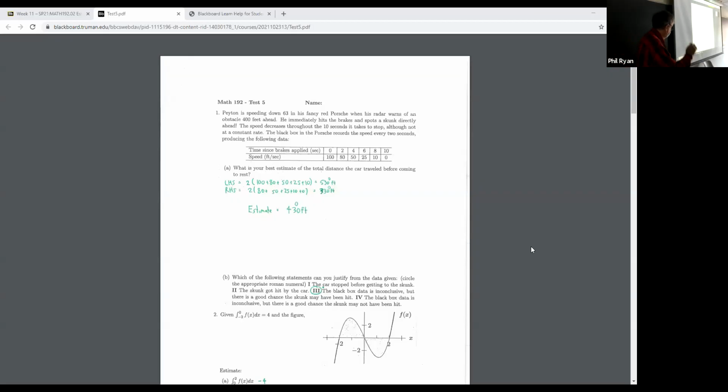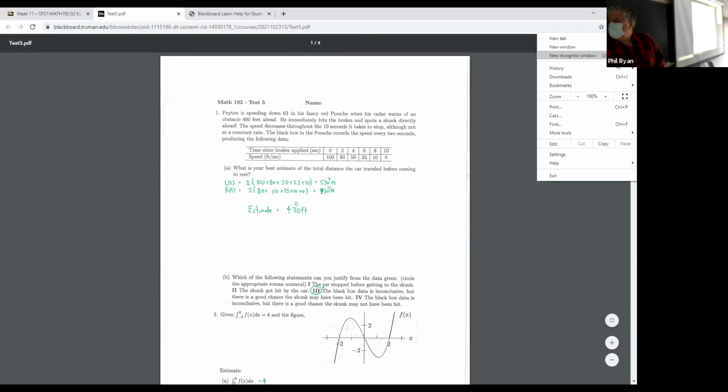Okay, sorry for the late start. So I sent you the test yesterday, and here is what we had. Let's see if I can zoom this a little bit more.